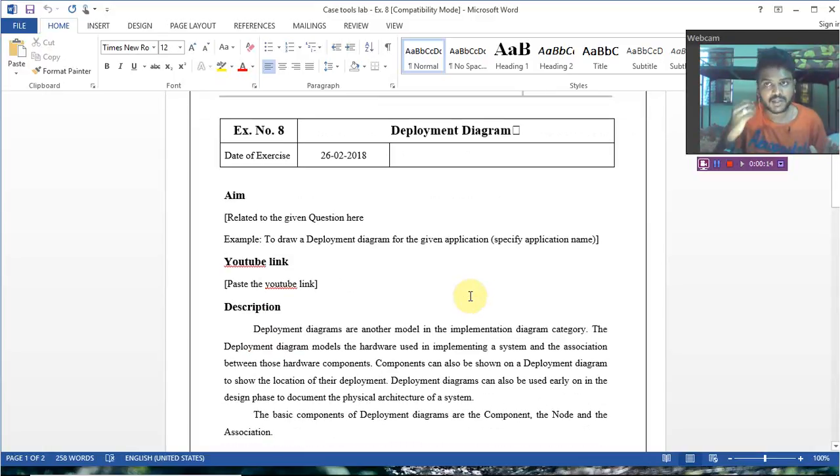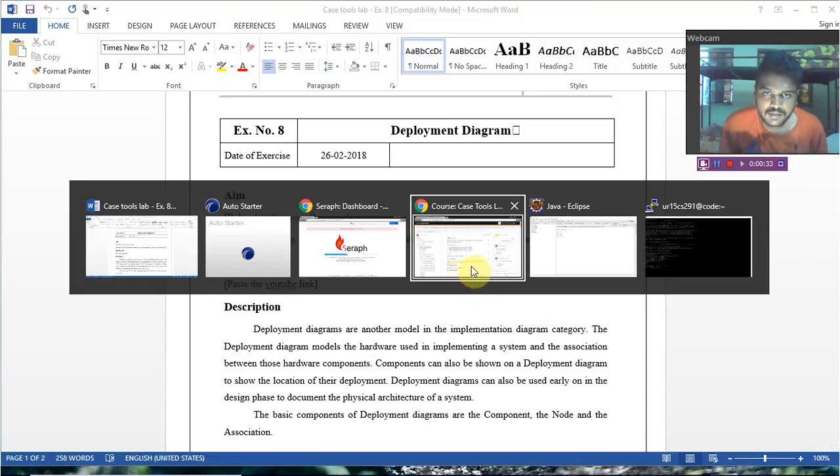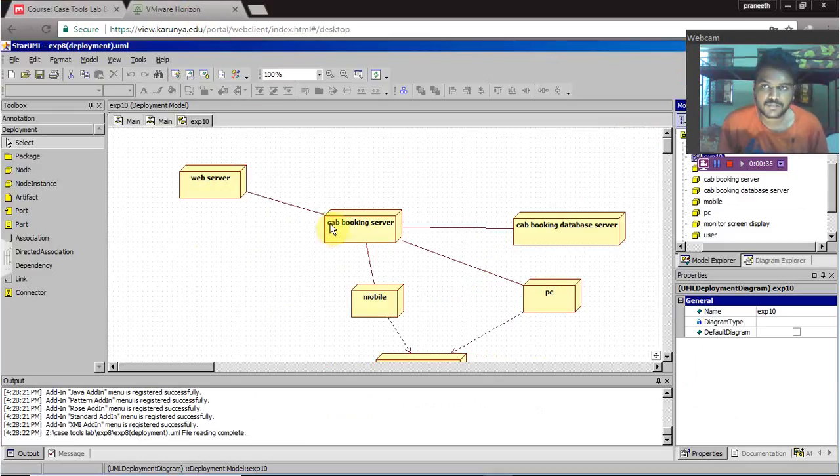So basically, the deployment diagram usually consists of the hardware parts like humans, computers, systems, and all the databases. The hardware systems or components that are involved in a scenario should be depicted in the deployment diagram. Let's see what the hardware components involved in the cab booking system are.